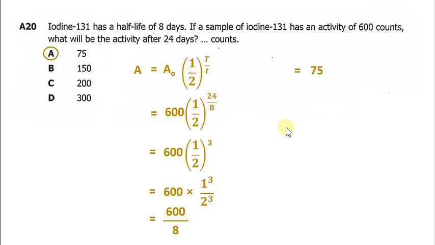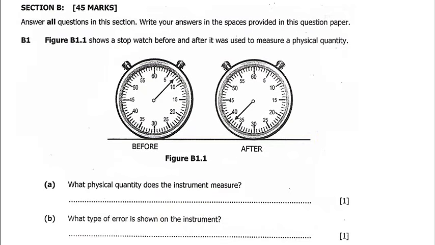Okay, so we can also proceed to section B. This is section B, where we have 45 marks. They're saying answer all questions in this section, write your answers in the spaces provided in this question paper. So you write the answers in these spaces here.